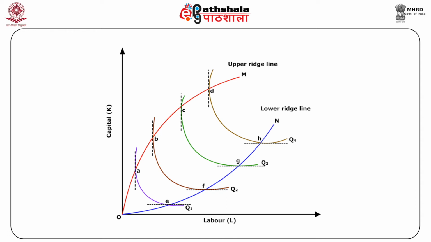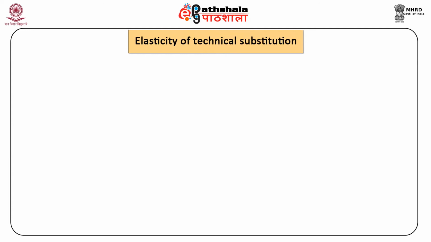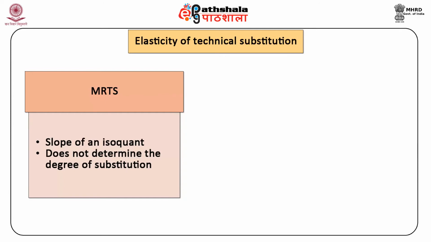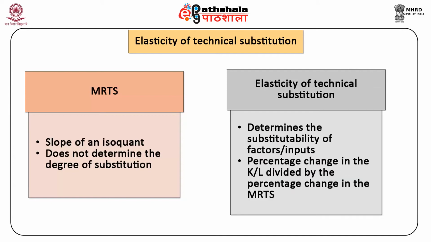Thus, any production technique or any combination of labor and capital within this economic region is technically efficient to produce output. Let us learn about elasticity of technical substitution. MRTS is the slope of an isoquant and depicts the rate at which one input is substituted for the other, but it does not determine the degree of substitution between these inputs. Elasticity of technical substitution is the only measure which determines the substitutability of factors or inputs.